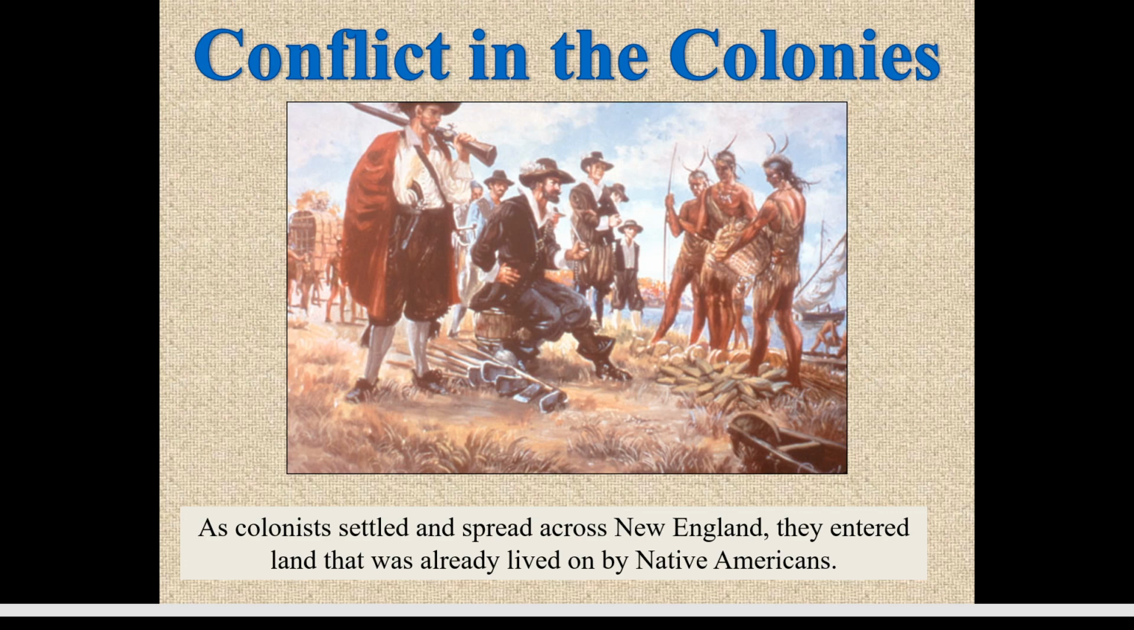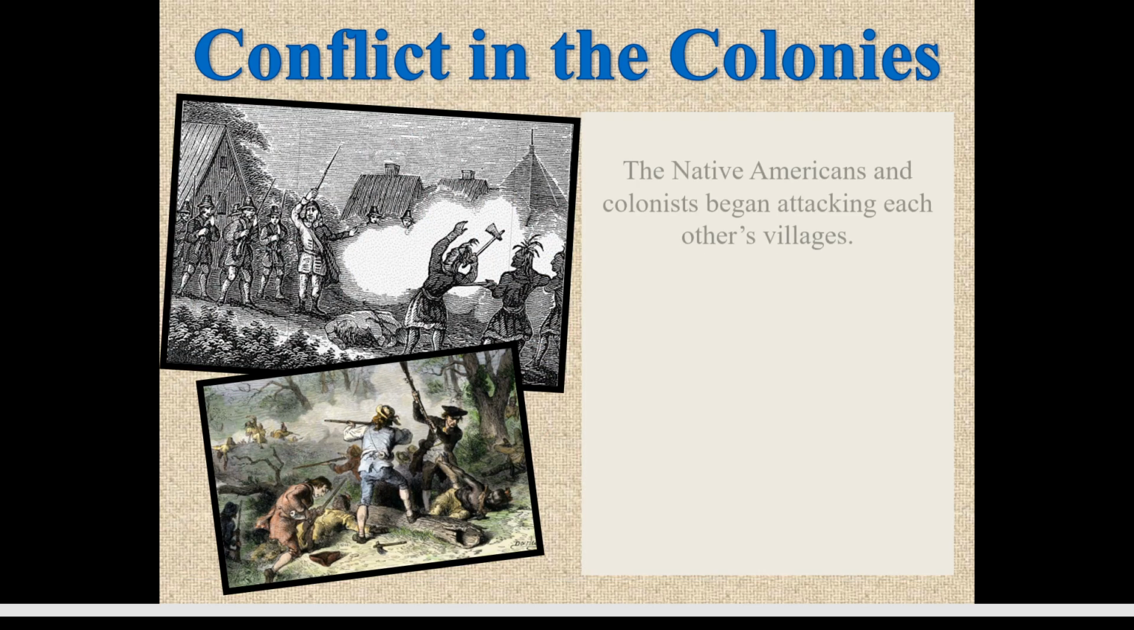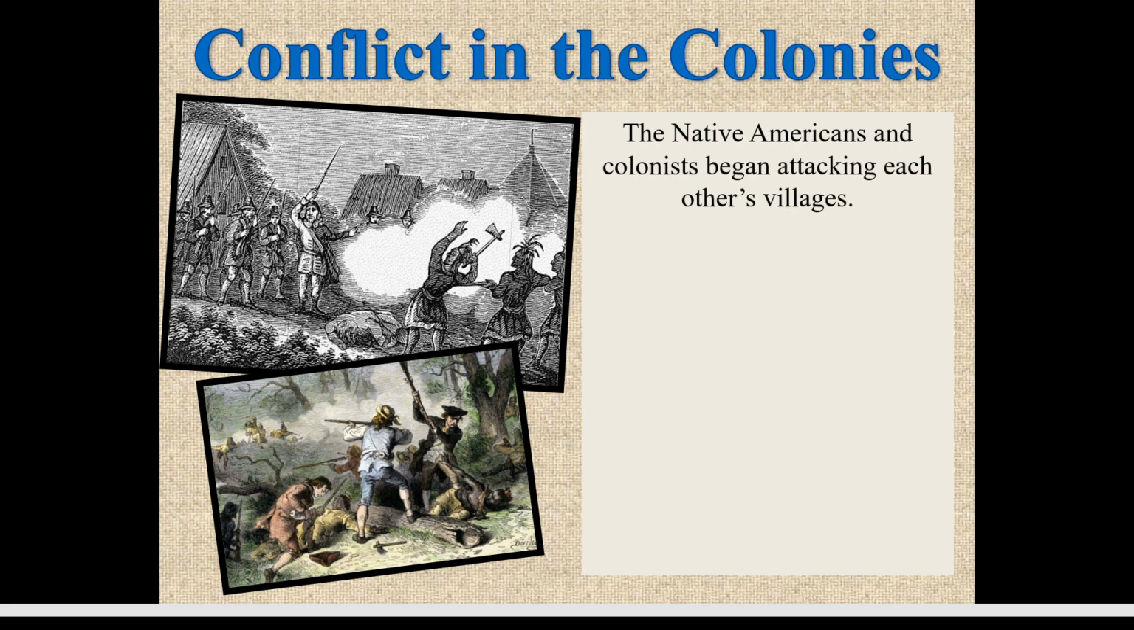Conflict in the colonies. As colonists settled and spread across New England, they entered land that was already lived on by the Native Americans. As I have discussed before, as they expanded their land westward, they would see people who were already living there, and that would cause conflict. The Native Americans and colonists began attacking each other's villages, because one people wanted to rule over the other, and the other just wanted to live peacefully. The Native Americans just wanted their land peacefully, while the colonists wanted new land.